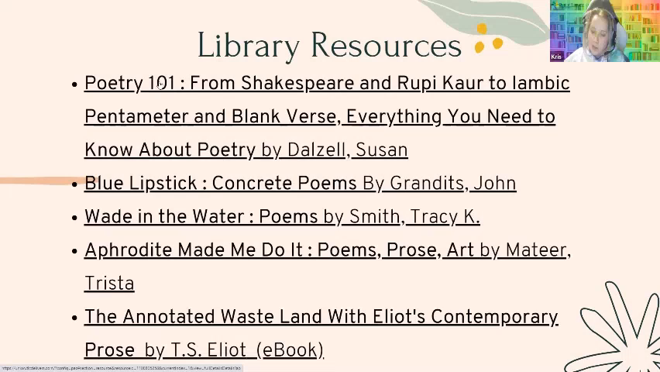I added Poetry 101. It pretty much breaks down every single form of poetry that exists and gives you a couple examples and tips on how to write the different forms. It also goes over famous poet examples of the different things, and it does have everything from iambic pentameter to blank verse. Blue Lipstick is actually a collection of concrete poems, like we were looking at the end there. That's what the entire book is. It's phenomenal. Wade in the Water is the book where they have taken the Declaration of Independence and the Constitution and rewritten them as found poetry.